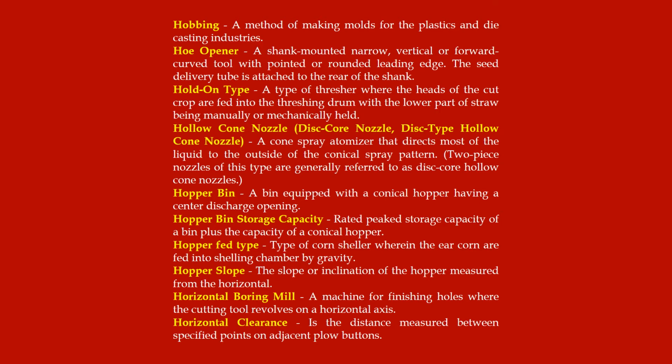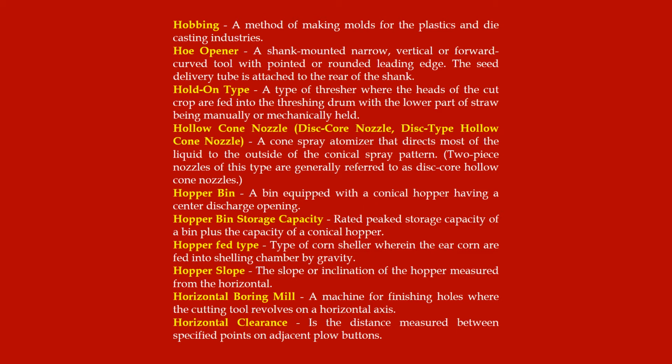Hopper bin, a bin equipped with a conical hopper having a center discharge opening. Hopper bin storage capacity, rated peak storage capacity of a bin plus the capacity of a conical hopper. Hopper fed type, type of corn sheller wherein the ear corn are fed into shelling chamber by gravity. Hopper slope, the slope or inclination of the hopper measured from the horizontal. Boring mill, a machine for finishing holes where the cutting tool revolves on a horizontal axis.